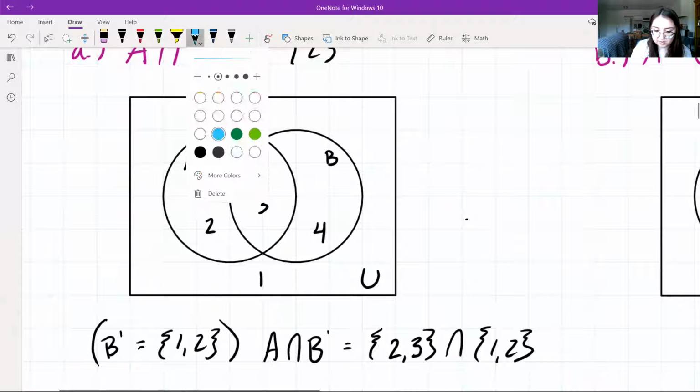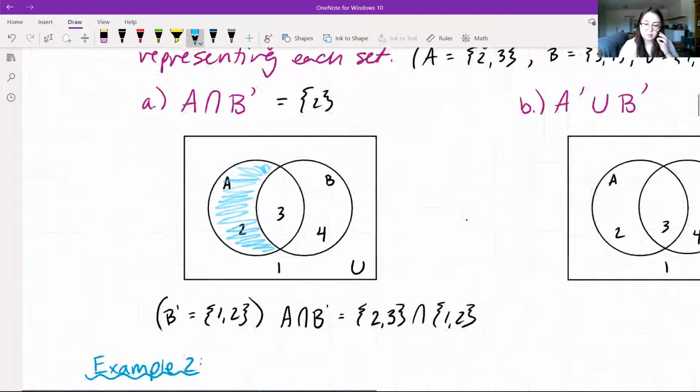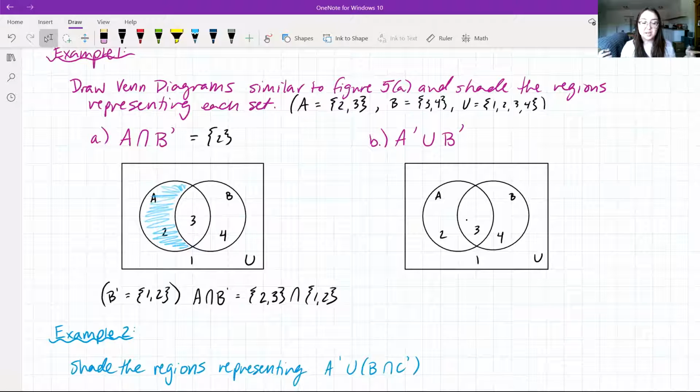Oh, that's so small. Make that bigger. There we go. And that would be it.